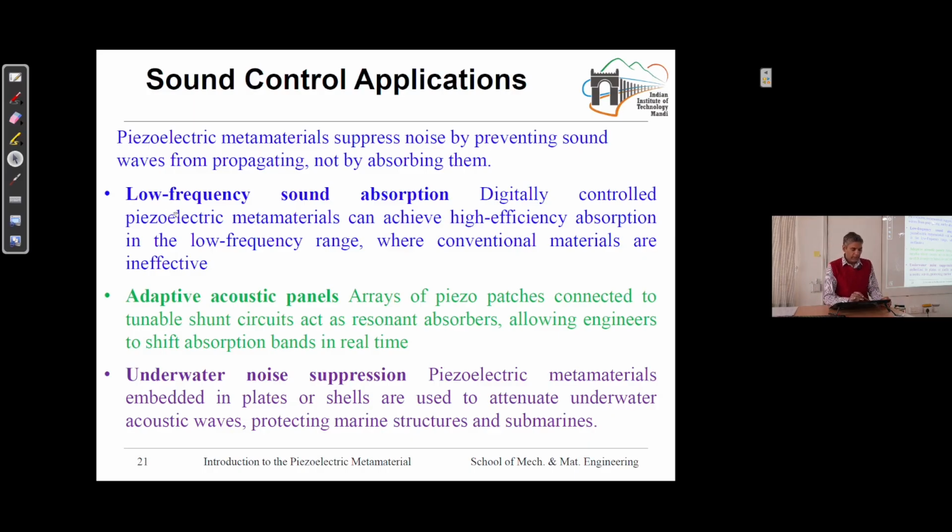Low frequency sound absorption. Digitally controlled piezoelectric metamaterials can achieve high efficiency absorption in the low frequency range, where conventional materials are ineffective. Adaptive acoustic panels: an array of piezo patches connected to tunable shunt circuits act as resonant absorbers, allowing engineers to shift the absorption band in real time. Underwater noise suppression: piezoelectric metamaterials embedded in plates and shells are used to attenuate underwater acoustic waves.